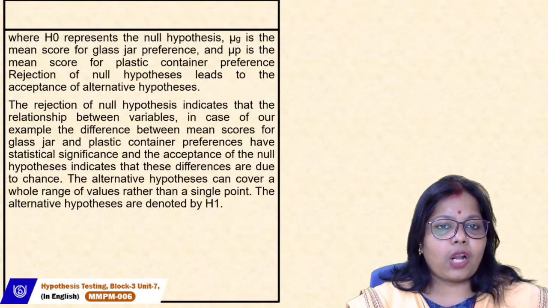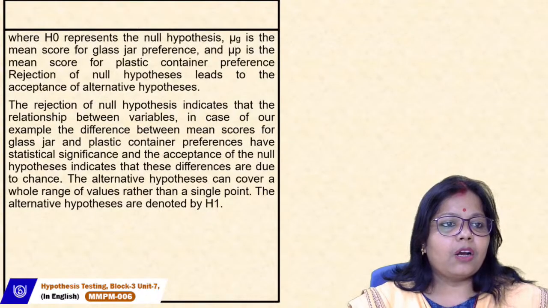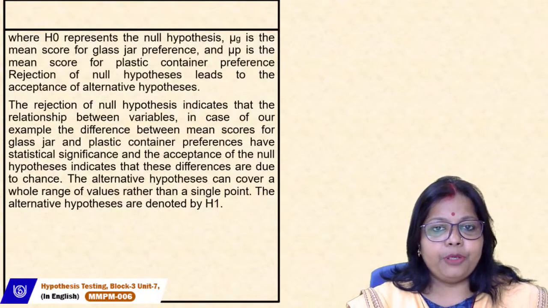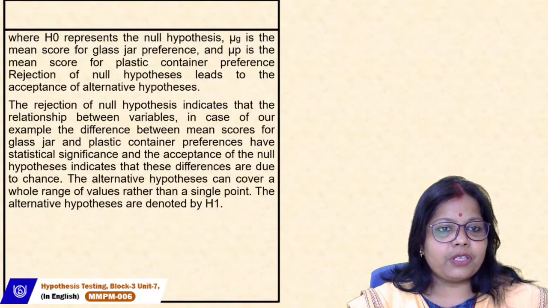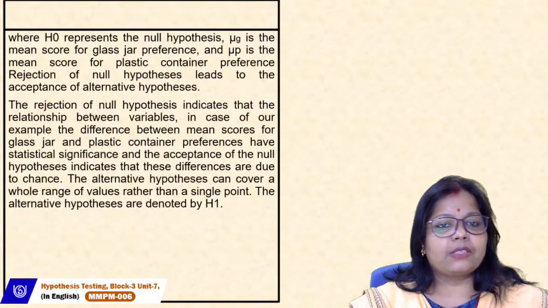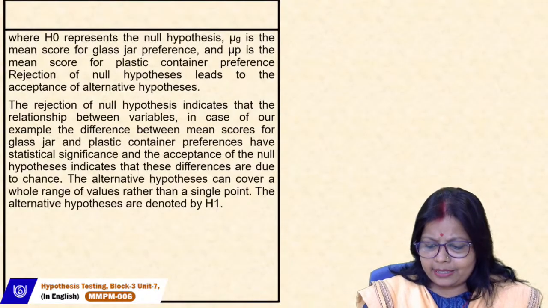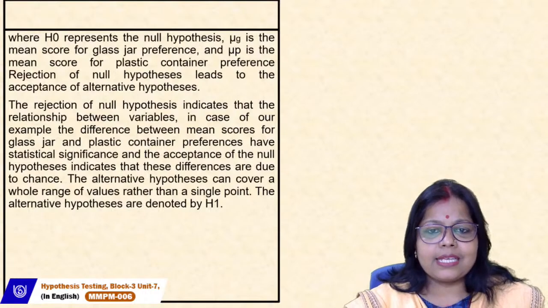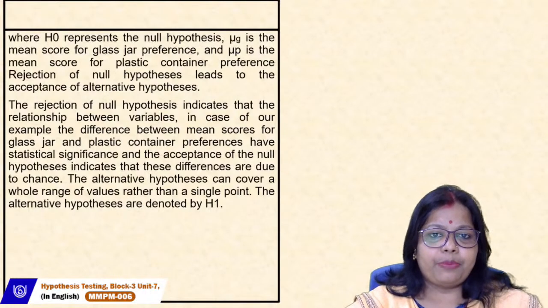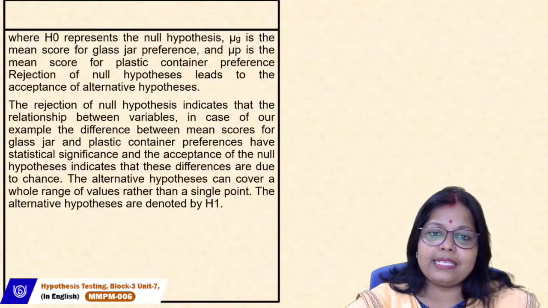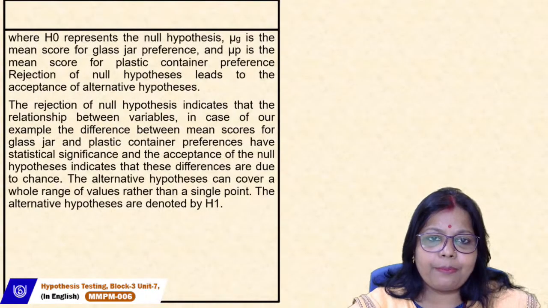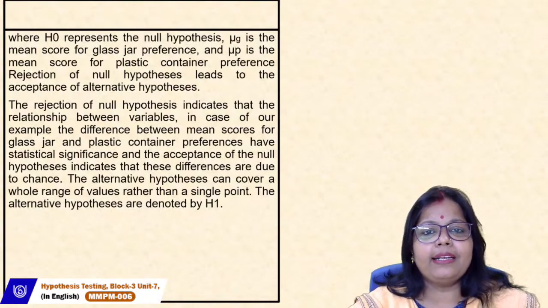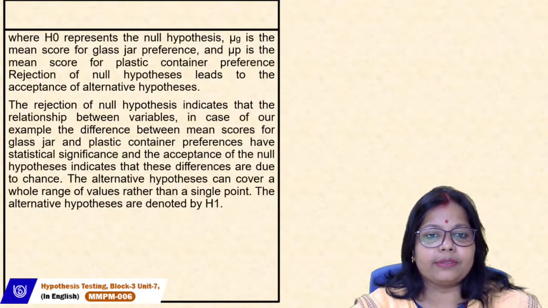Here also P stands for plastic container, where H0 represents the null hypothesis, mu G is the mean score of glass jar preferences, and mu P is the mean score for plastic container preference. Rejection of the null hypothesis leads to the acceptance of the alternative hypothesis. So when there is a concept of null hypothesis, immediately there is an alternative hypothesis. What do we mean by alternative hypothesis? The alternative hypothesis is just the mathematical opposite of the null hypothesis. If the null hypothesis is saying it is equal, then definitely the alternative hypothesis will say it is not equal.